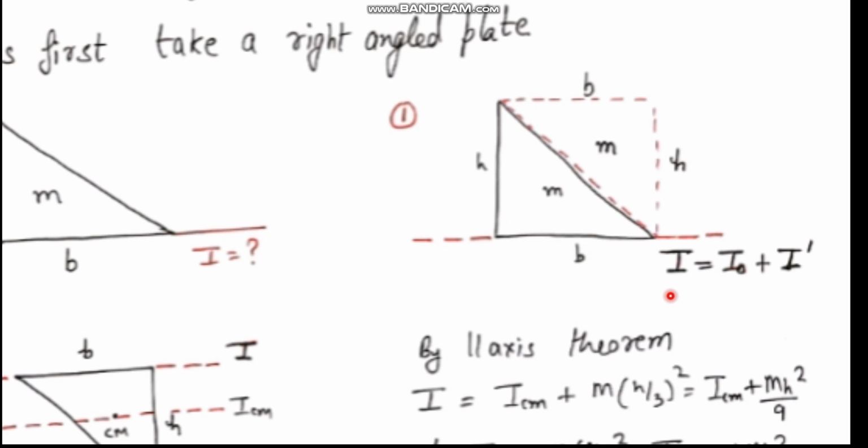Now this I is basically the contribution of this plate, which is I naught, and the contribution of this plate is, suppose, I dash. So the required moment of inertia of this entire sheet will be I naught plus I dash.